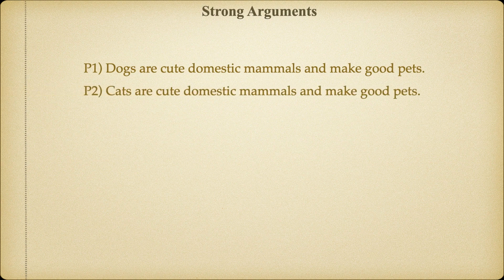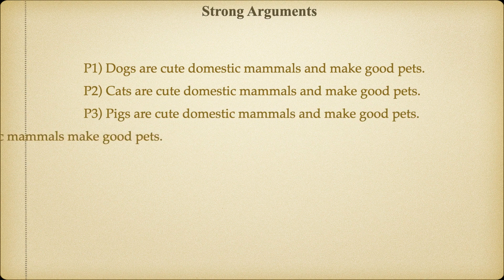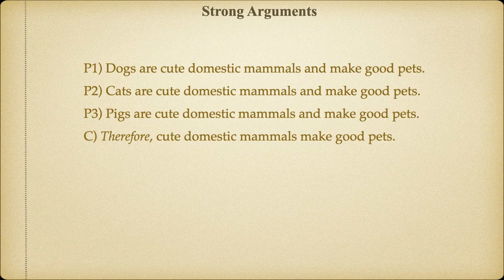Premise 1. Dogs are cute domestic mammals, and they make good pets. Premise 2. Cats are cute domestic mammals, and they make good pets. Premise 3. Pigs are cute domestic mammals and also make good pets. Therefore, cute domestic mammals make good pets.